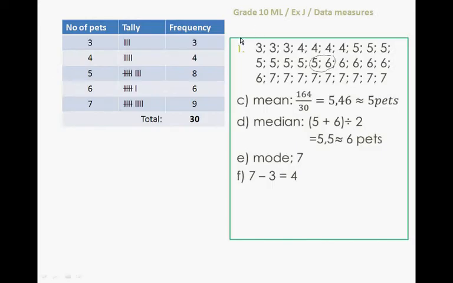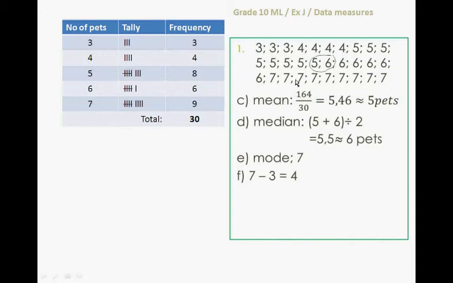Right, here we have all the data. If we first do a frequency table, we get there are three households with three pets, four households with four pets, eight households with five pets, six households with six pets, and nine households with seven pets.